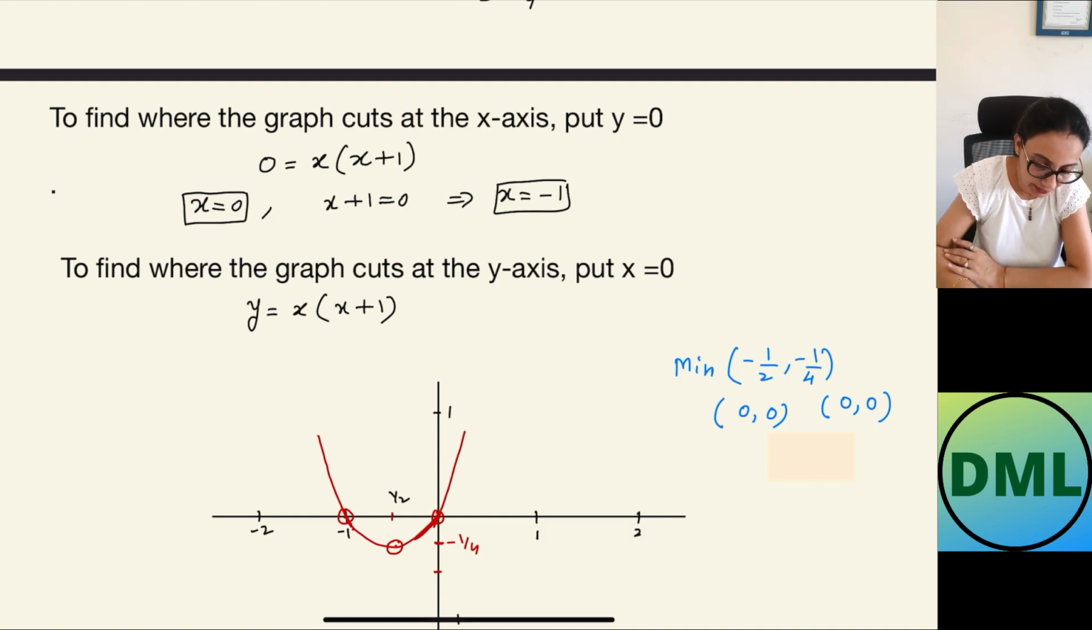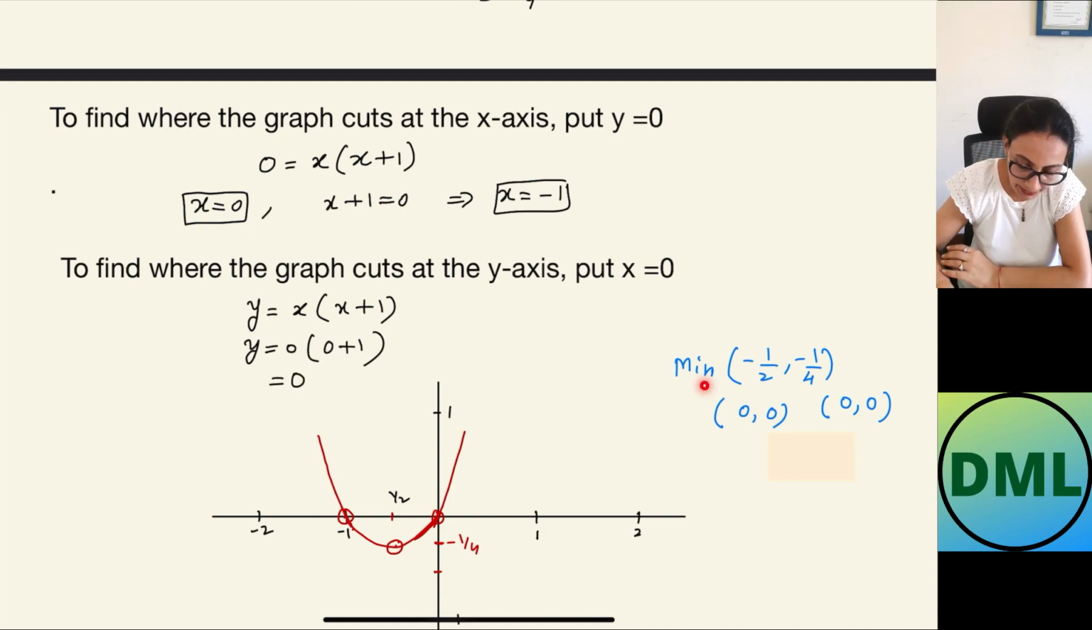Now to check where the graph cuts the y-axis, you have to put x is equal to 0. This is my curve. If I put x is equal to 0, I'll get y is equal to 0 bracket 0 plus 1. My answer is 0. We have the minimum point minus half, minus 1 by 4. It passes through the origin 0, 0. Here also I am getting 0, 0. And my other point is minus 1, 0. Let's write down here minus 1, 0. We will plot our graph.